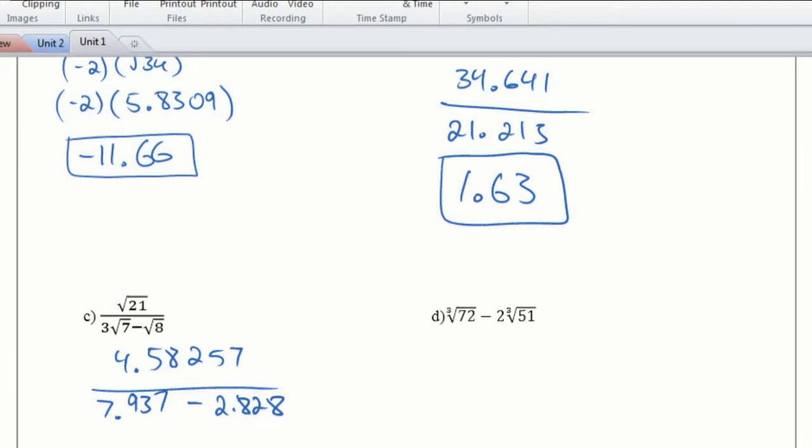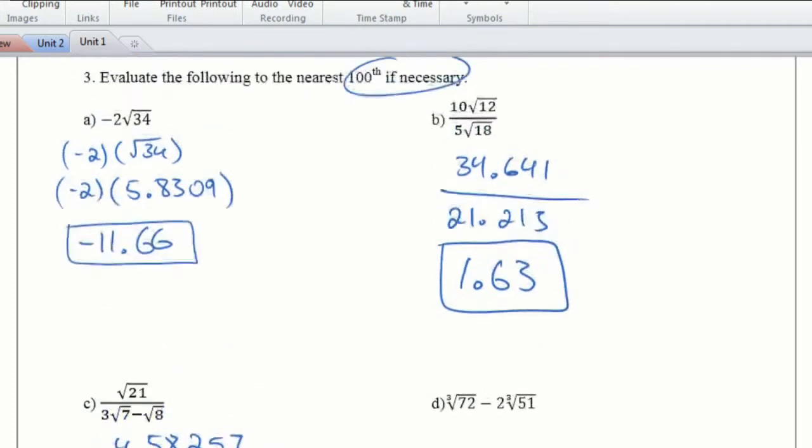Now, I divided by 21.213, but it's 21.251. Did I... 5 root 18? 21.213. I get the same thing on the bottom, Alex. You might have maybe punched something in. Can anybody else verify for letter B here? If I was on the right track.